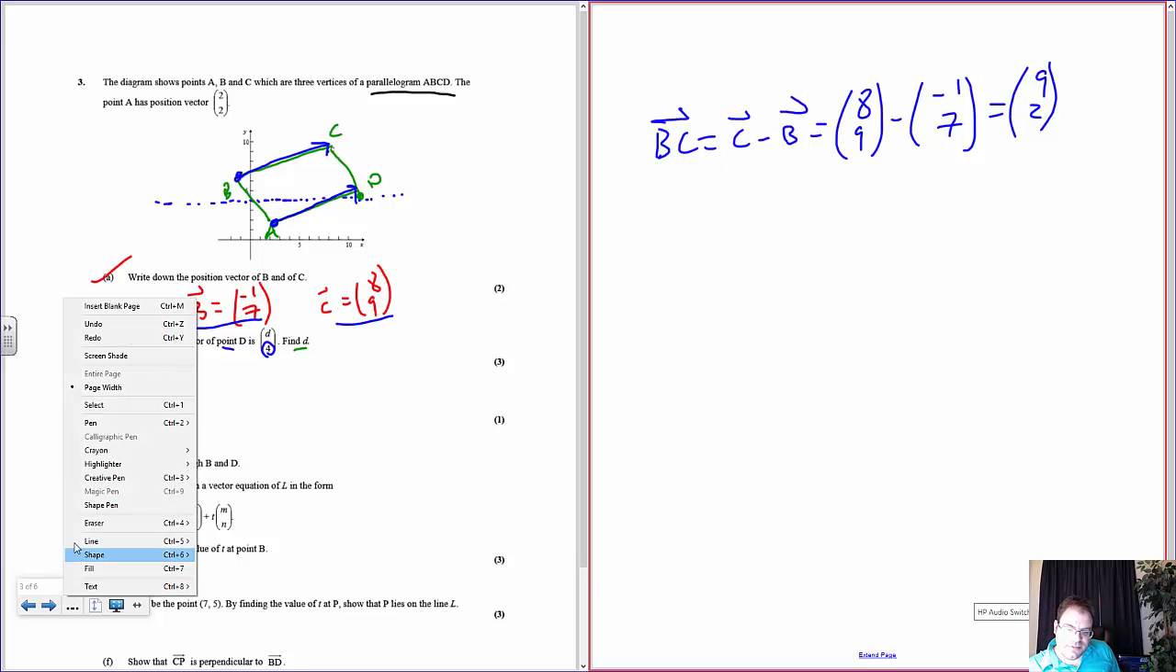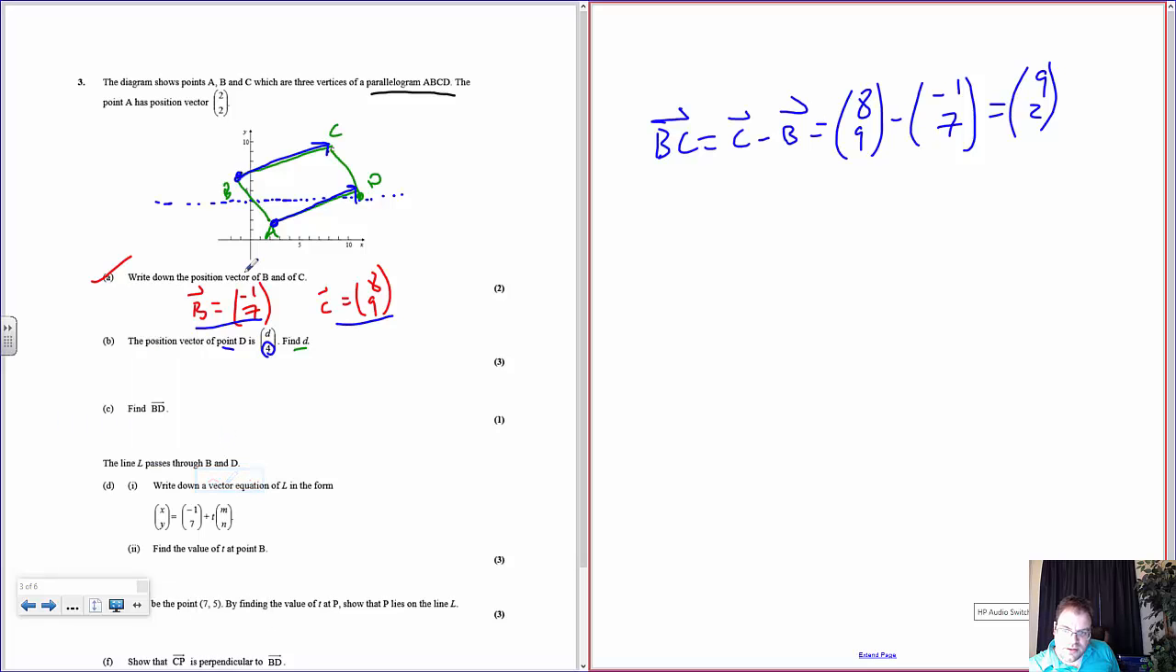So what this means, in case you're not sure what's happening, is from here I'm going to go over 9 and then up 2 to get from A to D. This is what I've done to B to C, because I just found this. I'm going to go over 9 and up what? 2. So I did that. I went over 9 and up 2 to get from B to C, and that's what I found. That's why it's telling me the components are 9 and 2. So these will be the same.